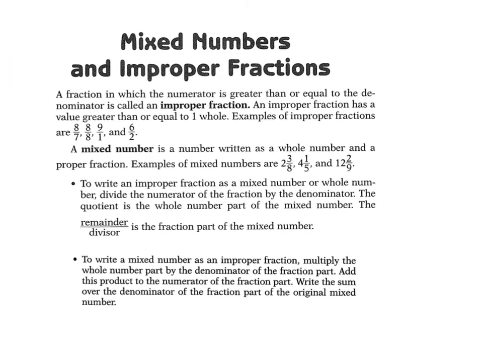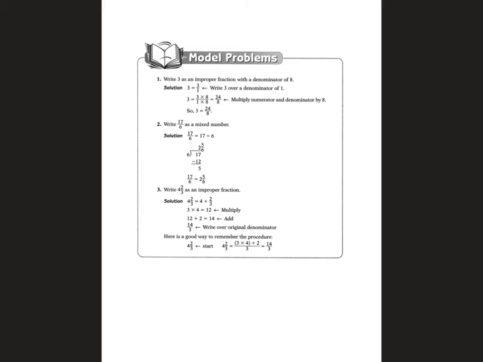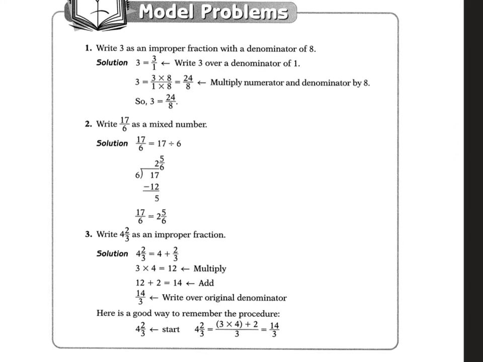For the next part, we are dealing with mixed numbers and improper fractions. A mixed number is a fraction that has a whole number in front of it. An improper fraction has a number that is higher in the numerator than in the denominator. So with these, we are looking at writing 3 as an improper fraction with the denominator of 8. Well, that gives us 3 over 1, and we have to turn the 3 over 1 into something over 8. Well, 3 times 8 is 24, so that's 24 over 8.